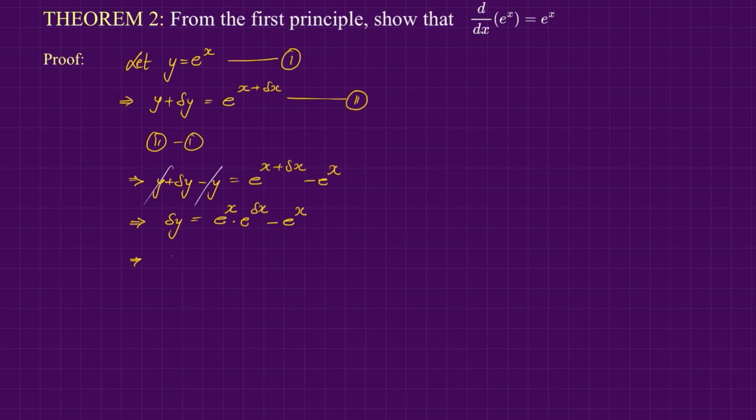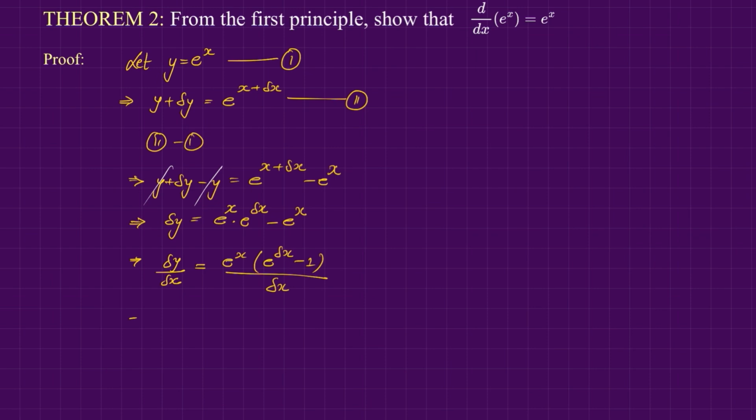So dividing both sides by delta x, we will have delta y by delta x equals, and in the numerator we will take e to the power x as common, so it will be e to the power x times e to the power delta x minus 1, whole divided by delta x.